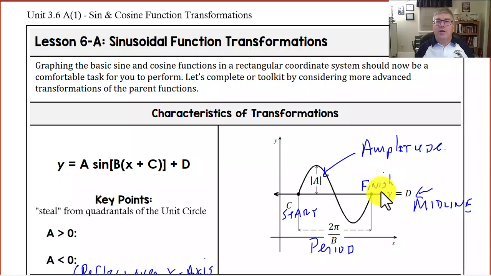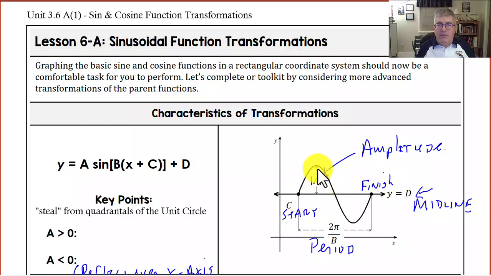Welcome back. The objective of this video is to do more advanced transformations of our parent sine and cosine functions. On the left-hand side here, we can see we have our function for sine, y equals a sine of b times the quantity x plus c plus d. And our key points here are shown graphically on the right-hand side, where we've got our starting point.